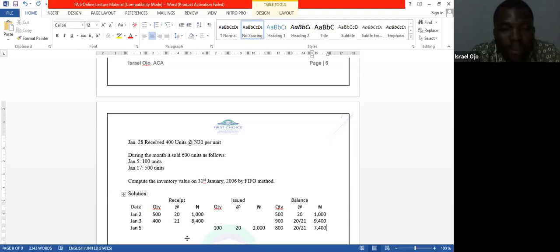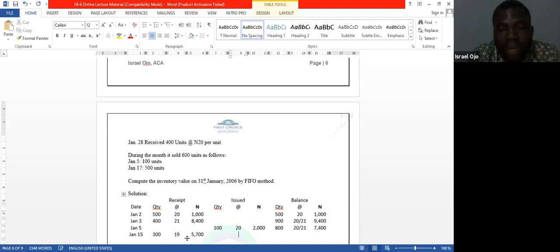After we are done, we now look at the nearest date after January 5th. Okay, the nearest date is January 15. On January 15, we received, we make purchases of items worth 300 units at the rate of 19 naira per unit. So if we multiply 300 units times 19 naira, that will give us a total sum of 5,700.